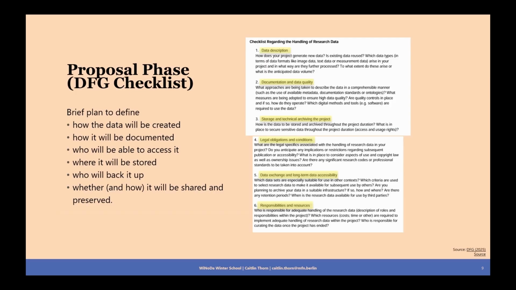You can see on the right, they have the DFG checklist. Those are the fields you have to cover, things like a description of the data, where does the data even come from? The documentation and the quality of the data. How will you ensure the data quality throughout the project? What digital methods will you use?